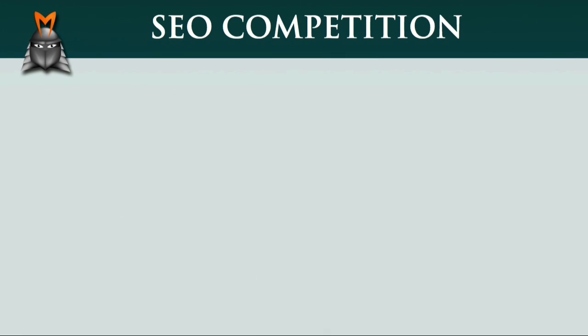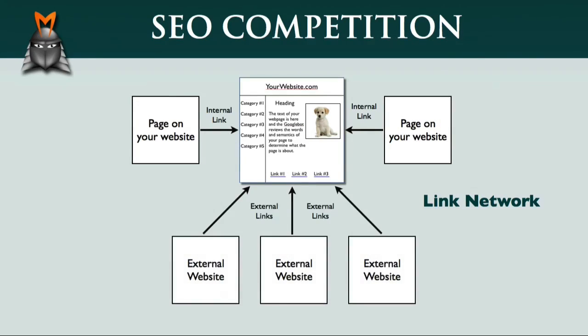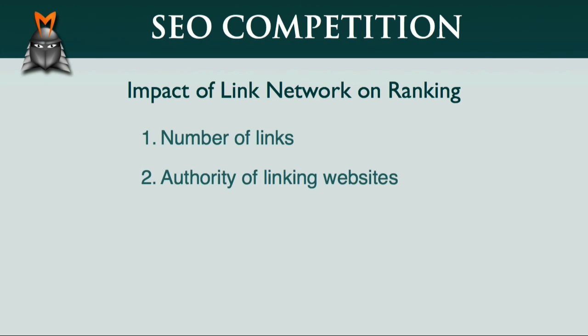So just to summarize, each page on the internet has a link network that is made up of the internal and external pages that point to that page. The impact of this link network on the rank of a page is based in part on the number of links, the authority of the linking web pages, and the anchor text of the incoming links.